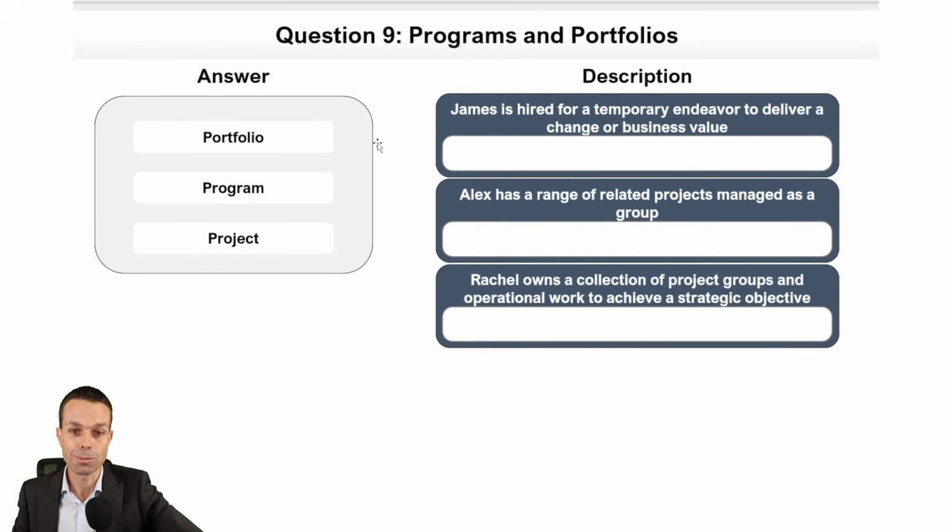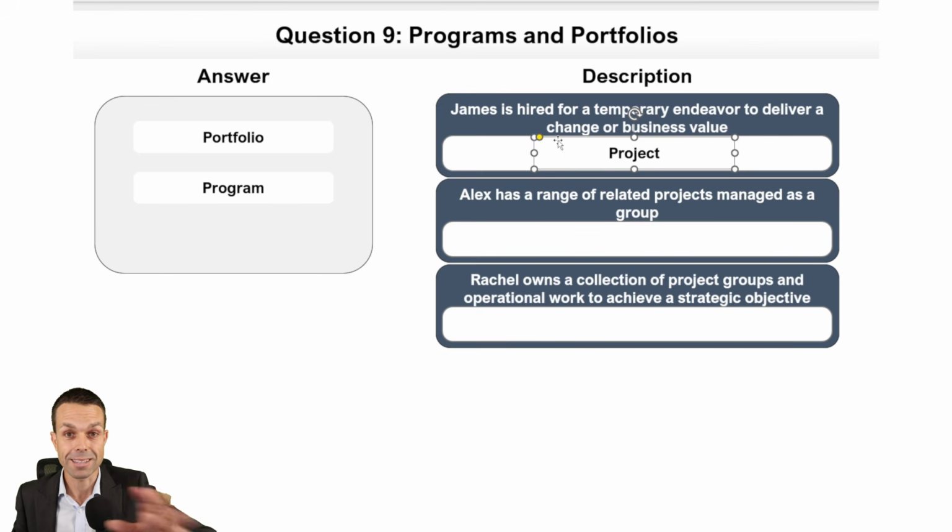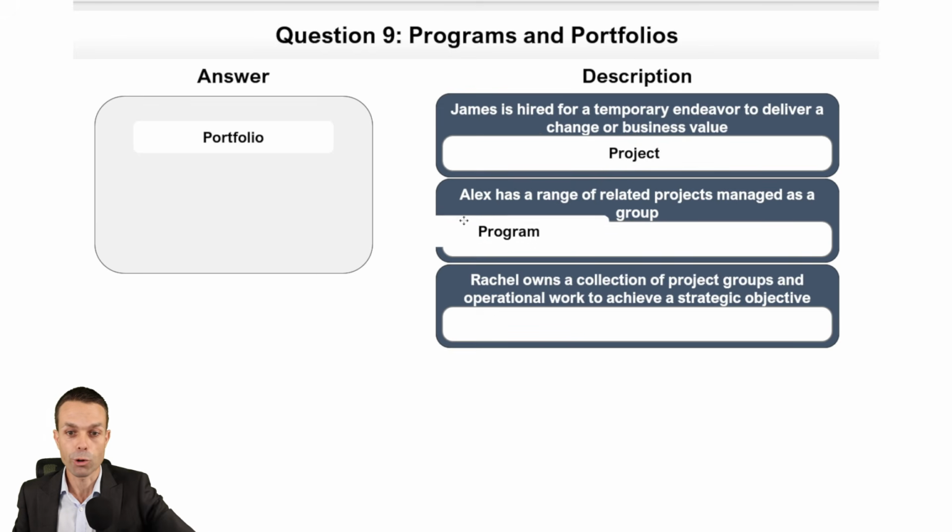And we've got programs and portfolios. If James is hired for a temporary endeavor to deliver a change or business value, what does that describe? That is our project, delivering business value, and it's only temporary, remember? It's not ongoing, it's not operations. That's the difference. And Alex has a range of related projects managed as a group together. That one is our program of related projects.